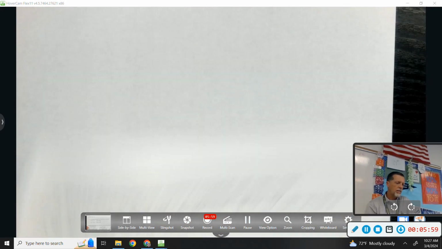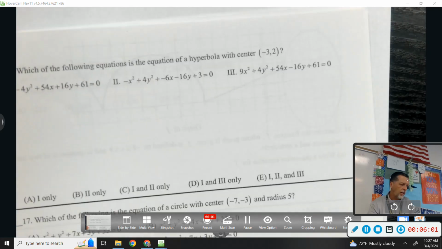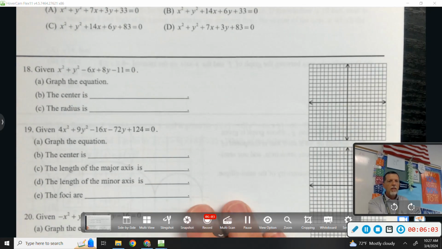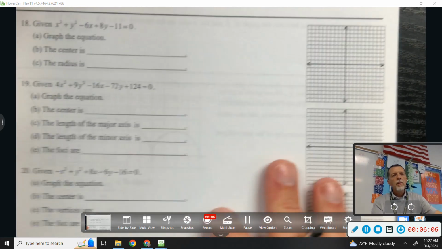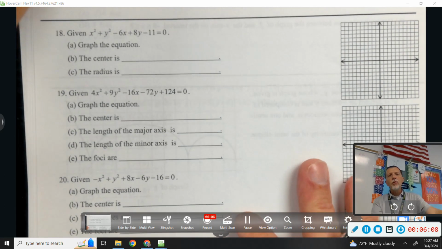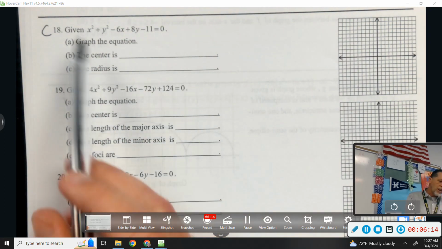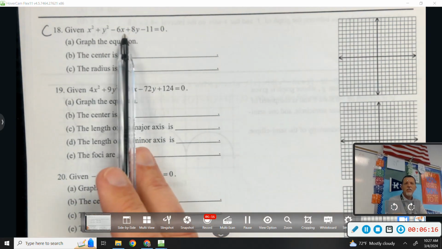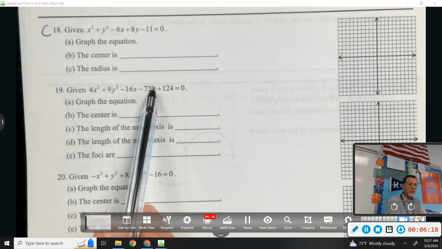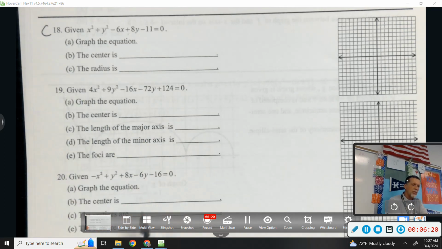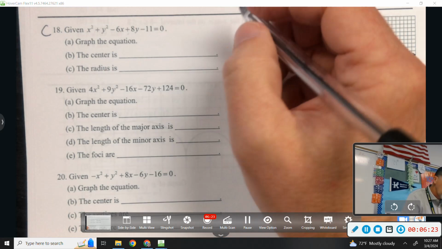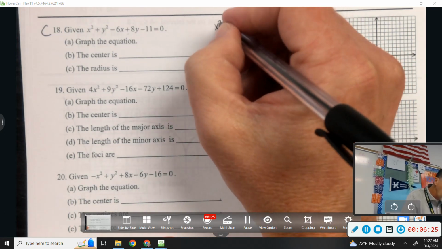Number 18. Yeah, 18. Can you tell what 18 is before we even complete the square on it? The circle. And so again, there are 5 questions that are just identify the shape. So the very first thing you might do on 18, 19, and 20 is identify that shape. So I know it's a circle.